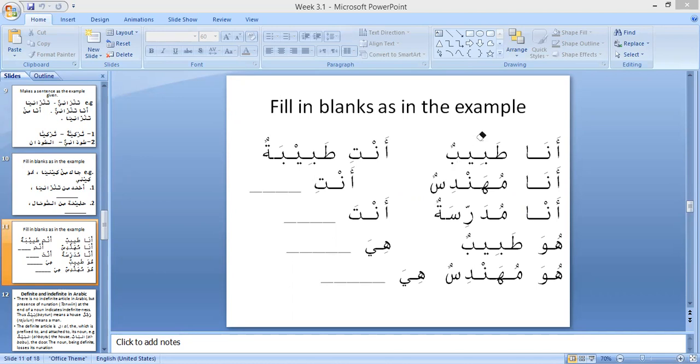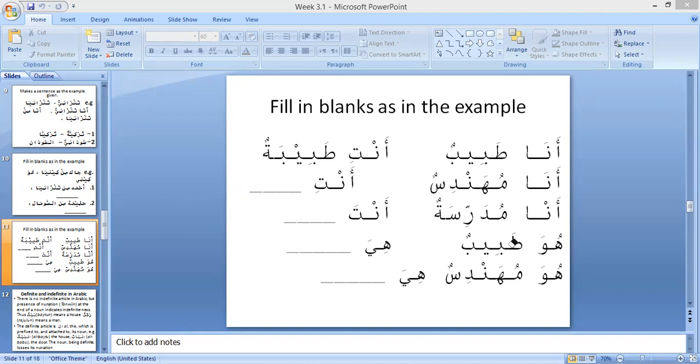You see here we say tabib, tabibah. Muhandis, muhandisah. Mudarrisah. Then you drop the ta for male. Anta, what is anta? Anta mudarris. Why do you say mudarris? Because it is male. Anta is you, singular male. Then anything that comes after anta should be singular masculine. So ana mudarrisah, then you say anta mudarris.